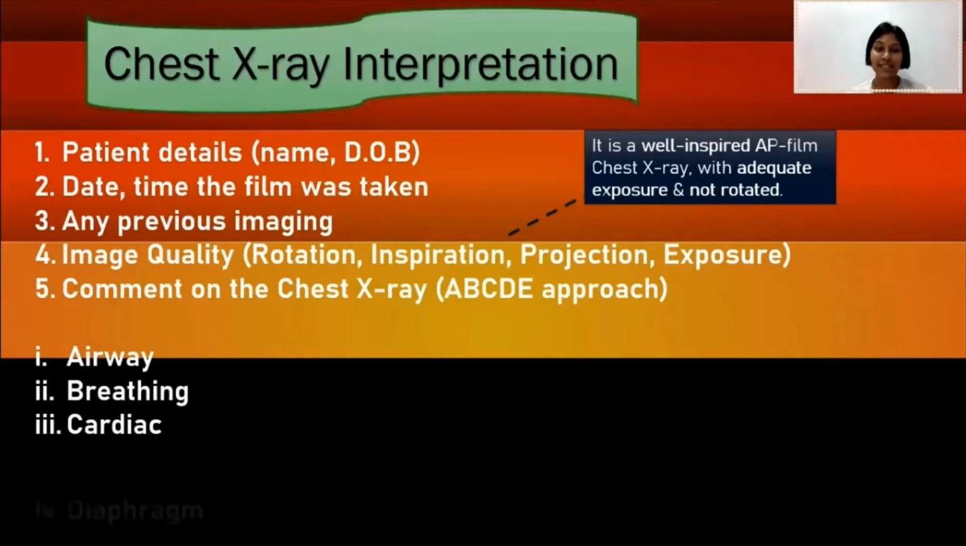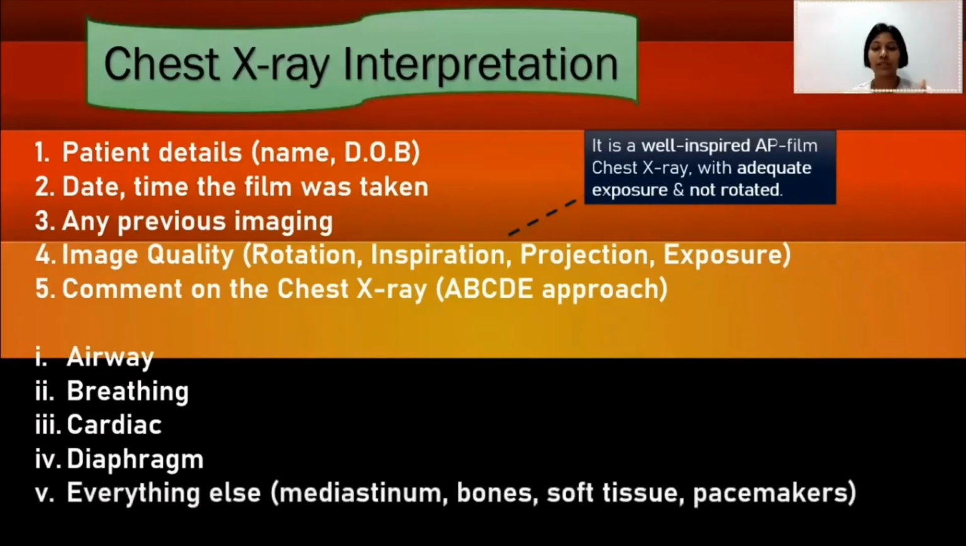Once that's done, it's D, diaphragm. This is where you will look into both of the hemidiaphragms and the costophrenic angles, and also you want to assess whether there is any air under the diaphragm. Next, E, everything else. You want to look into the mediastinum, the aortic knuckle, the arch over the left main bronchus, and then not forgetting your bones, your soft tissues, any tubes, pacemakers or surgical clips, or even an NG tube. You want to mention each and every single detail that you are seeing in the chest X-ray.